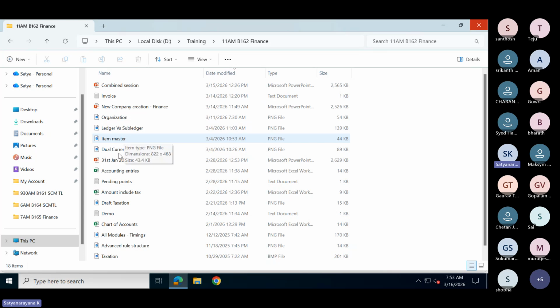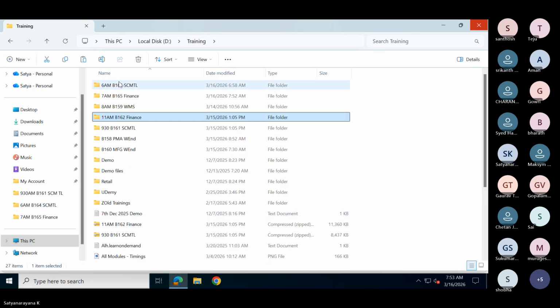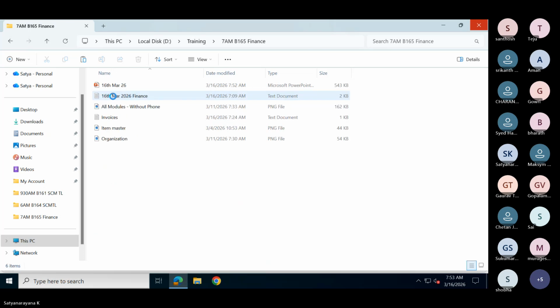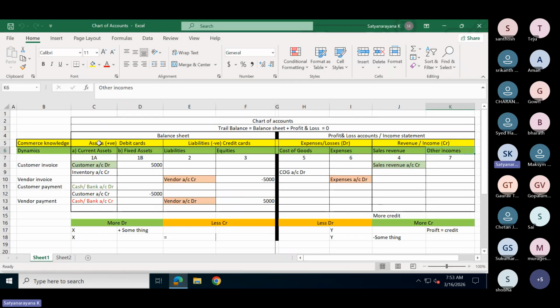Chart of accounts. Chart of accounts are classified like this: assets, liabilities, equity, expenses, revenue. So liabilities are further classified into liabilities and equities.